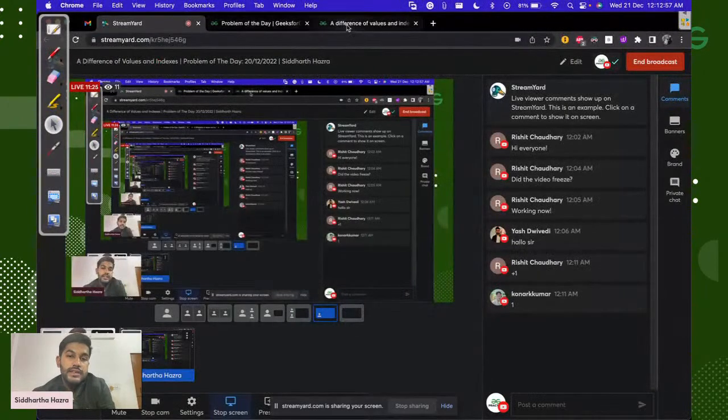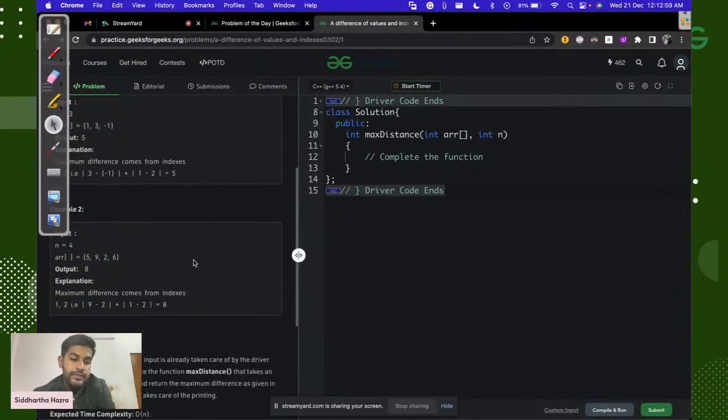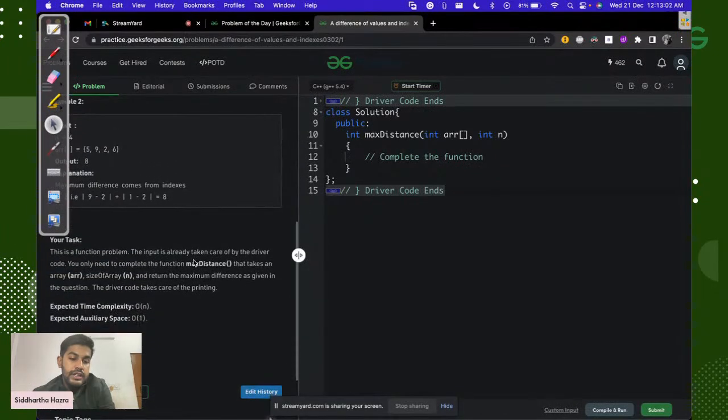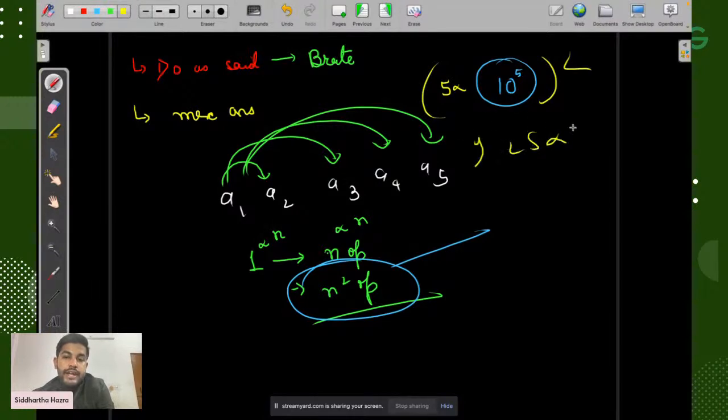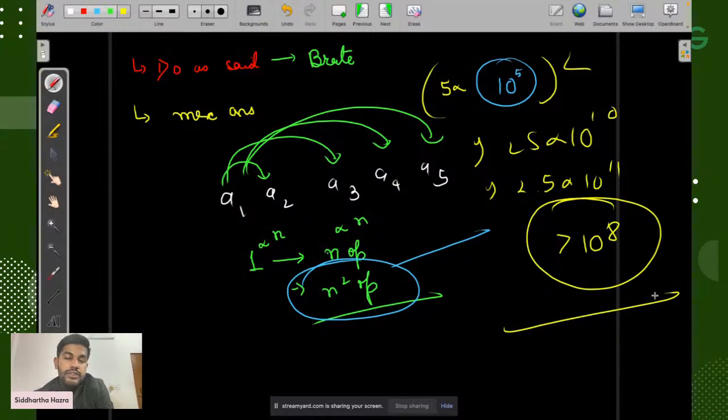Let me just check whether it is 10 to the power 5 or not. Yes, 5 into 10 to the power 5. So it is 5 multiplied by 10 to the power 5. If we square it, it would be 25 into 10 to the power 10, which would be 2.5 into 10 to the power 11, which is much greater than 10 to the power 8. So you would definitely get a time limit exceeded.